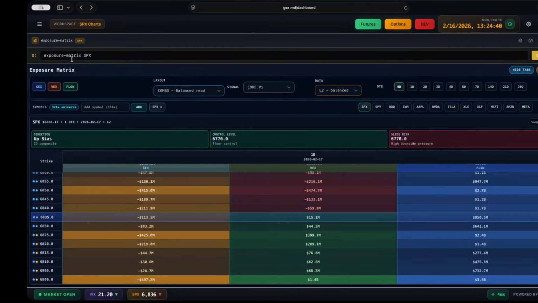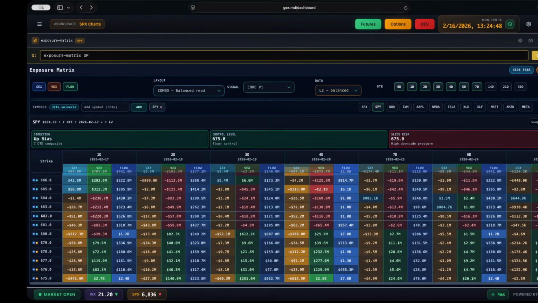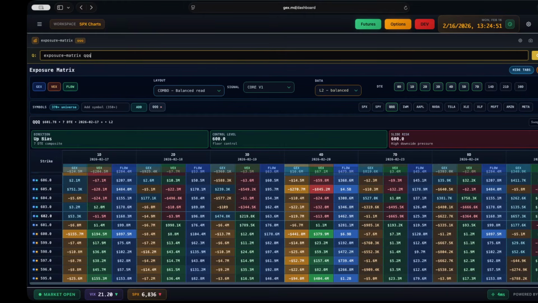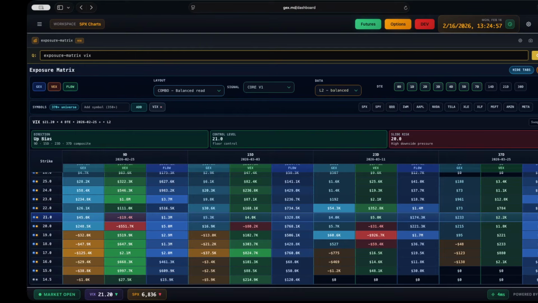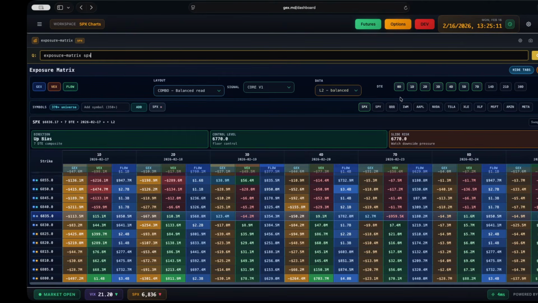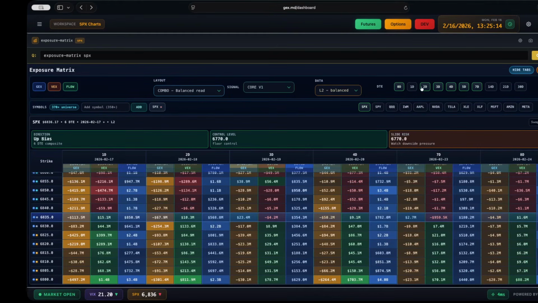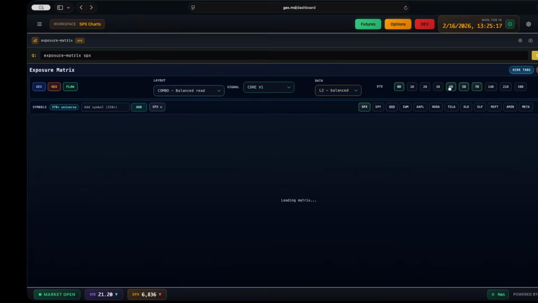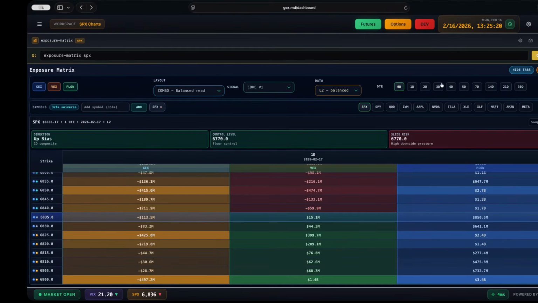So you go here and then you put posture metric, they come automatically on SPX. You can use it for anything. You can put SPY, or you can put QQQ, or you can put the VIX, or you can put whatever, no matter, coin. Whatever, you're going to see it. Back again to SPX. And then here you have the DTEs. You have 1 day, 2 day, 3, 4, 5. You can use anything, no matter.